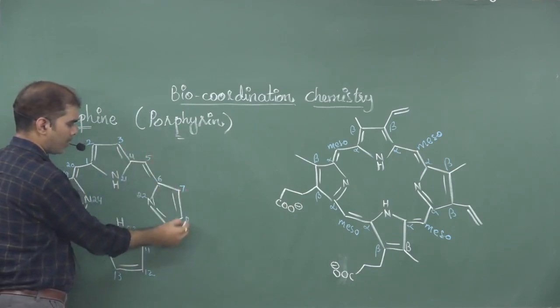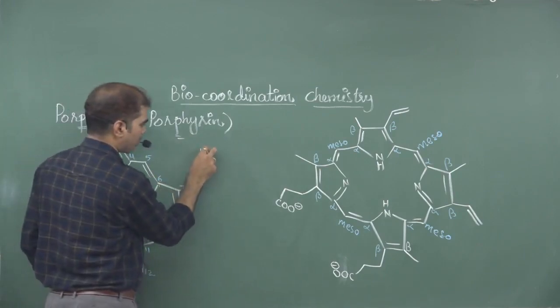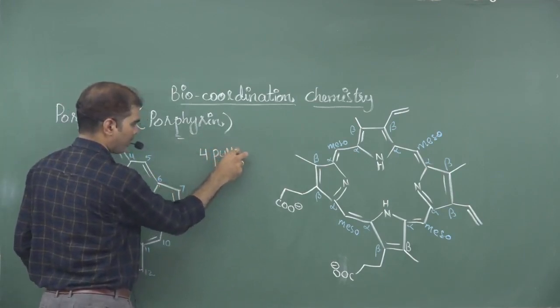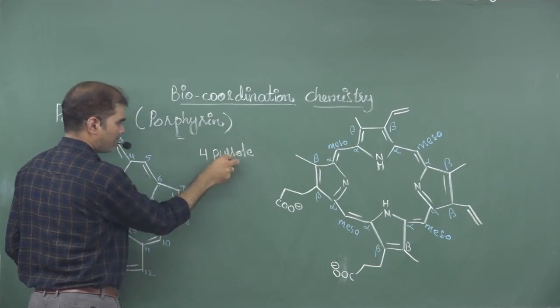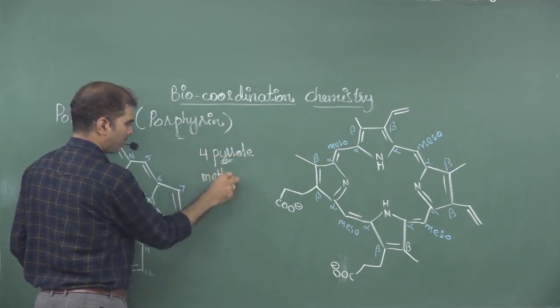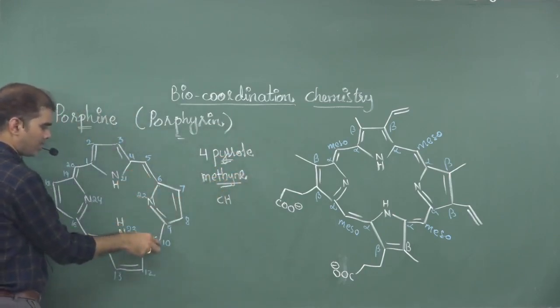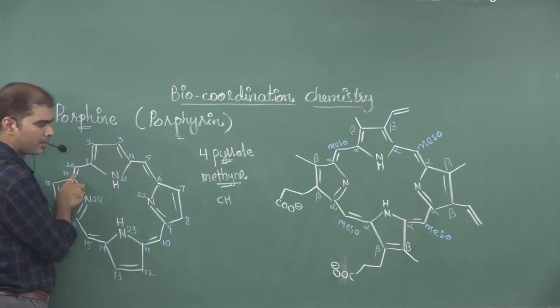So here we are starting with a porphyrin. Porphyrin is made up of 4 pyrrole rings, 4 pyrrole rings which are 5-membered rings. These 5-membered rings are connected with methane bridges. We simply call it as a methane bridge, a CH bridge. So 1 CH, second, third and fourth.